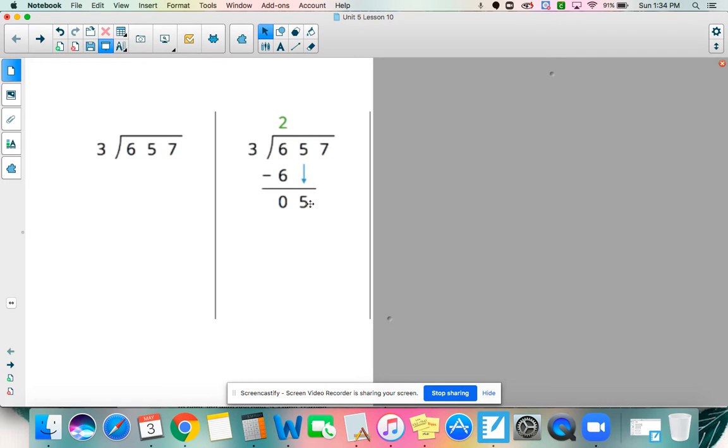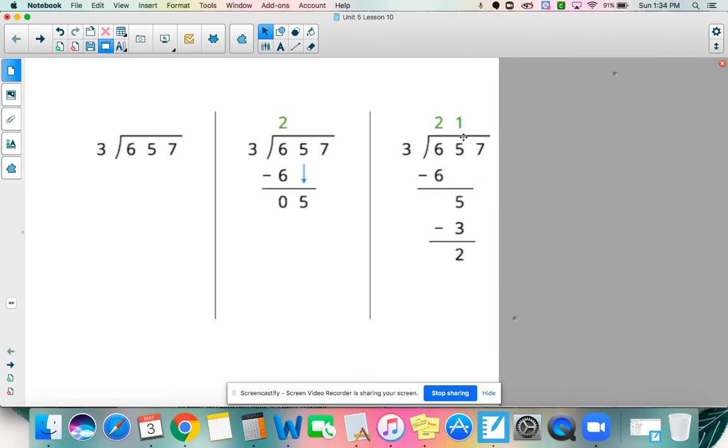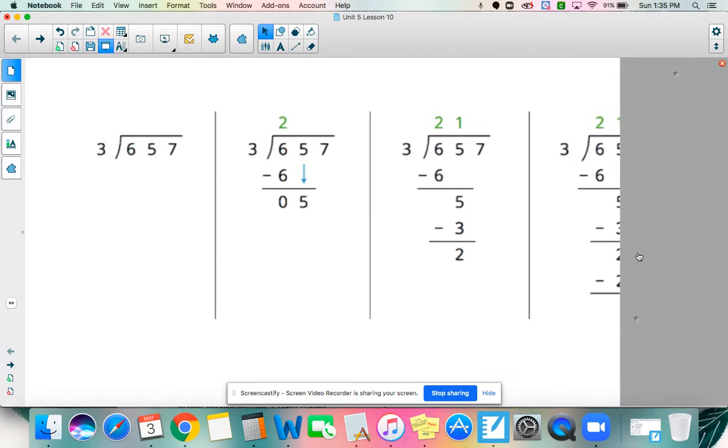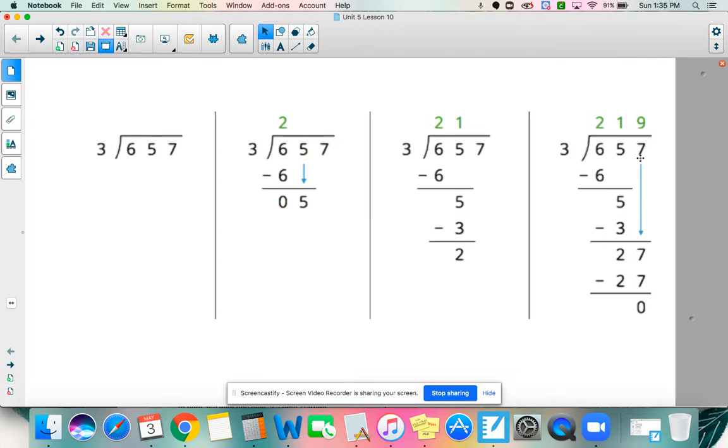3 into 5. I can fit one of those in. And 3 times the 1 would only be 3. So that would give me 2 left over. I need to pull down from the next section. So I pull down the 7 to make that 2 a 27. 3 into 27 fits 9 times, and 3 times 9 is 27. Notice I have nothing left over. There's no more numbers to pull down. So that would mean that 219 would be my solution.